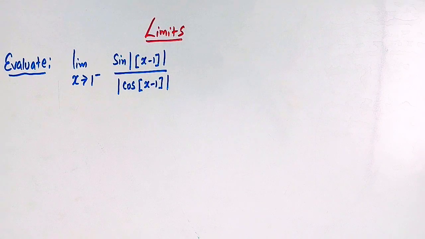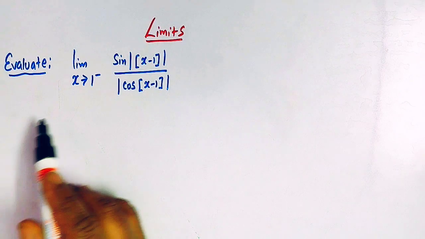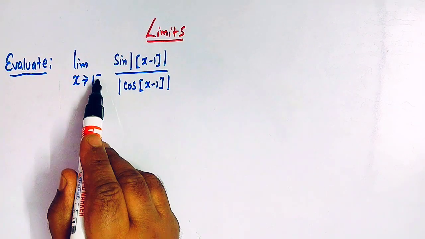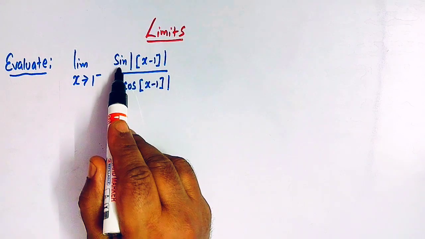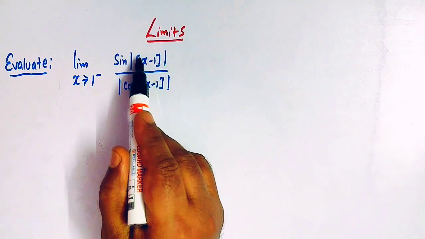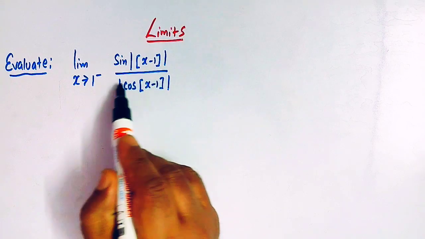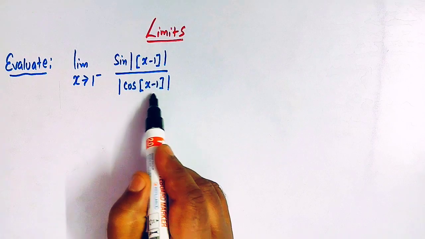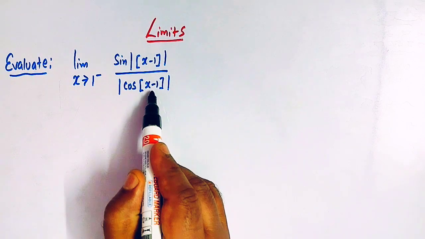Hello viewers, in today's class we are going to discuss one important and conceptual problem from limits. Here we have to find the value of this limit: limit x tends to 1 minus, of sin of |[x − 1]| divided by |cos of [x − 1]|, where [x] is the greatest integer of x.